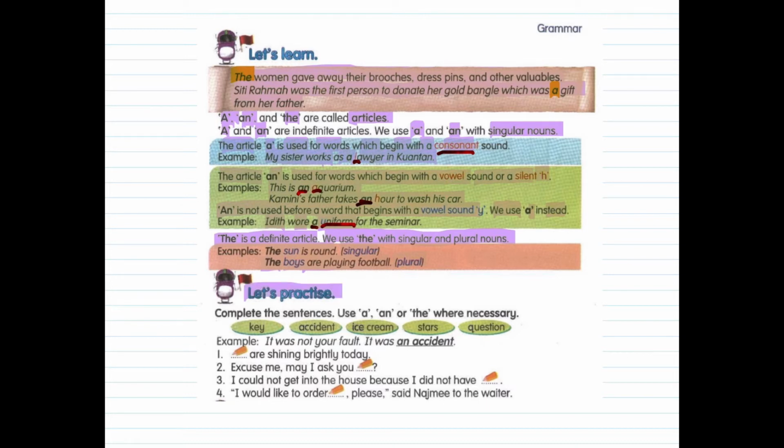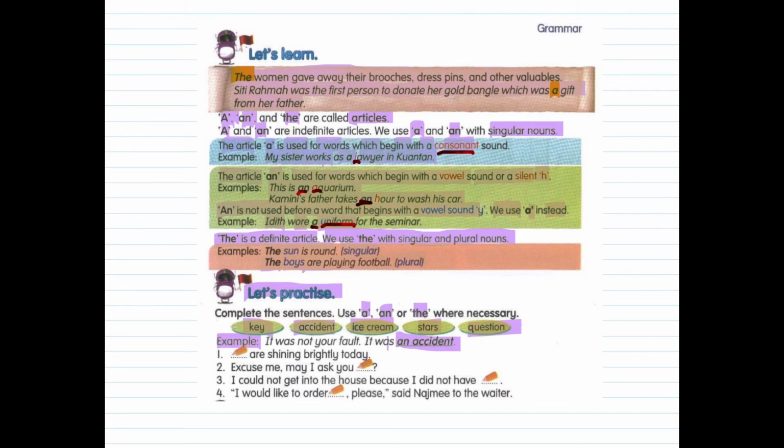Okay, right. So let's practice a bit with this. Complete the sentences, use a, an, or the where necessary. There are 5 words given here: key, accident, ice cream, stars, questions. The first example has already been given to you. It was not your fault. It was an accident. Of course, accident is a vowel sound. Right, let's look at number 1. Blank are shining brightly today.